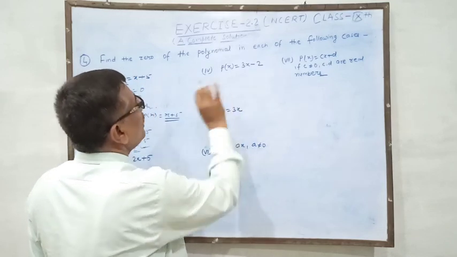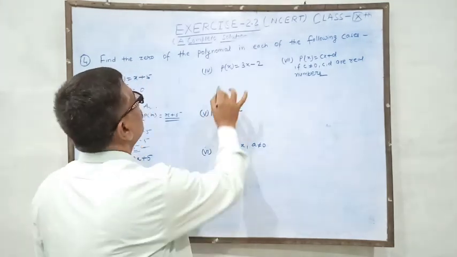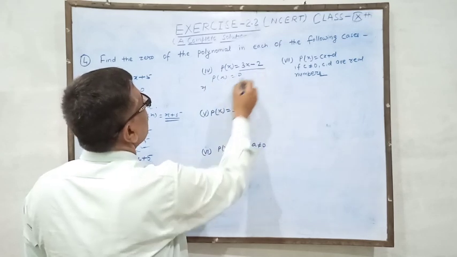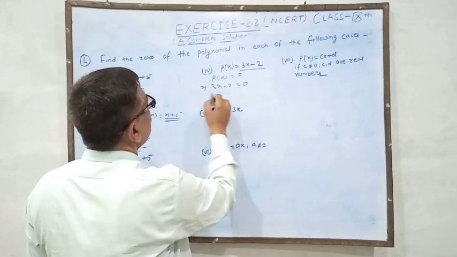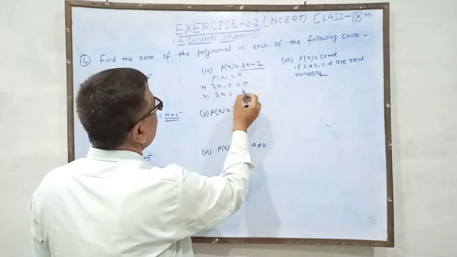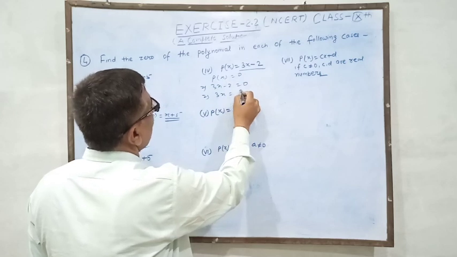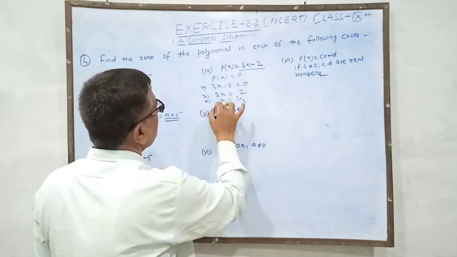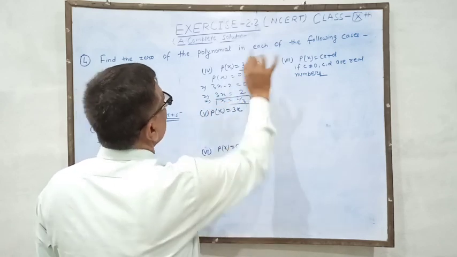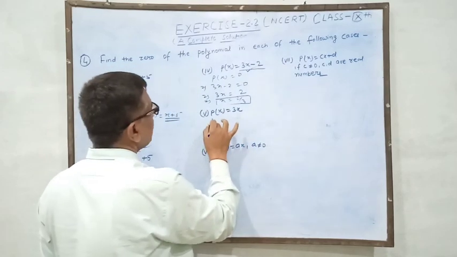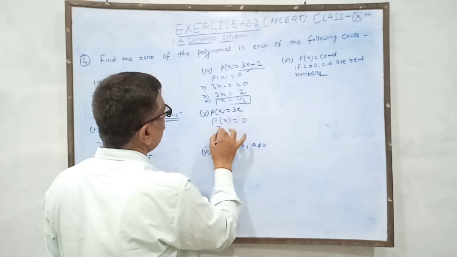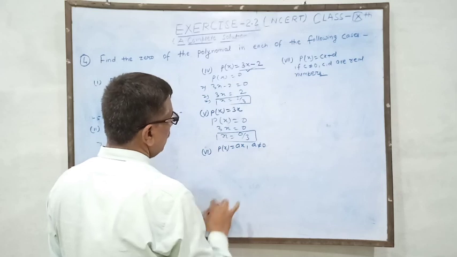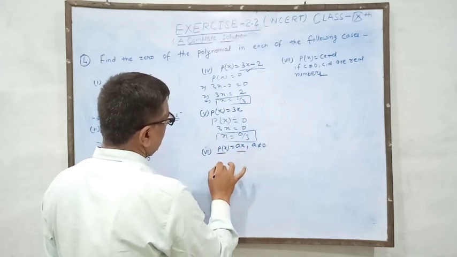Now the fourth, likewise all the problems you have to solve. In place of p of x, put 0, and in a similar way you write 3x minus 2 equals 0. Transpose -2 from the left to the right side, so the sign should be changed, and here x equals 2/3. That means it is the 0 of the polynomial. In this way, p of x equals 0, so 3x equals 0, so x equals 0 by 3. This one is 0.